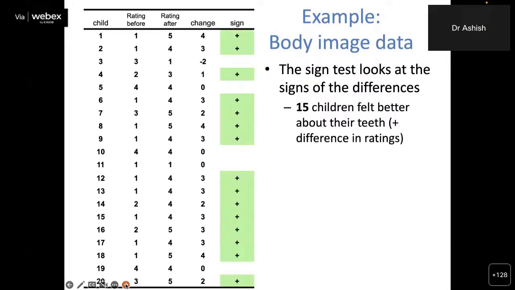So here we have 15 signs. Ideally, if the treatment would not have any impact, out of 20 we would have had 10 positive signs and 10 negative signs, and we would have got a median value close to zero.